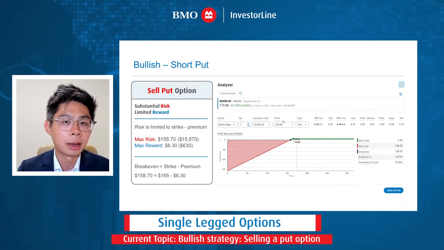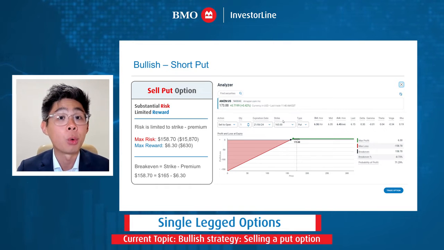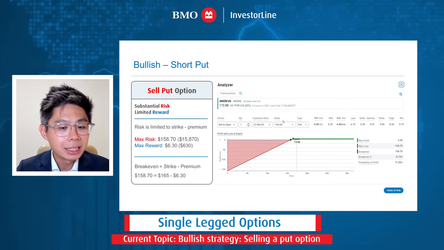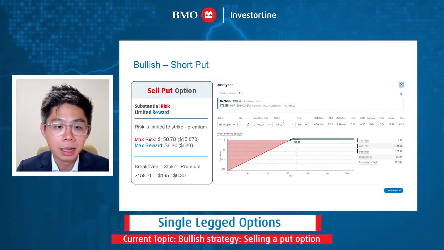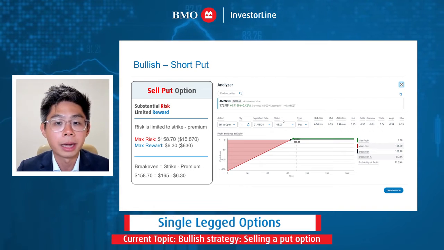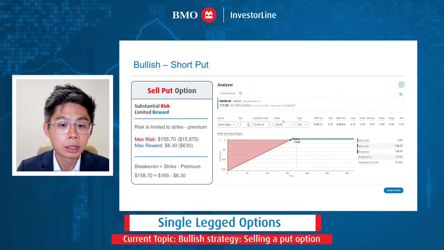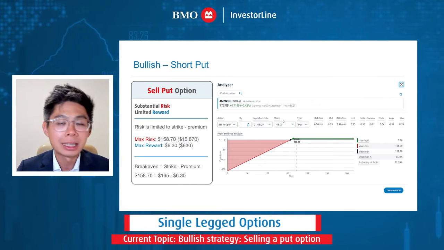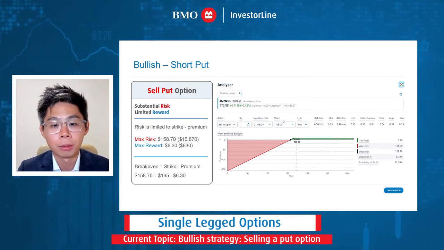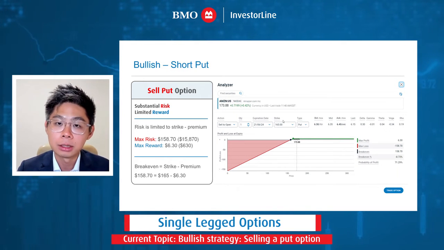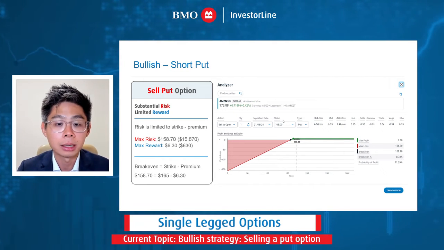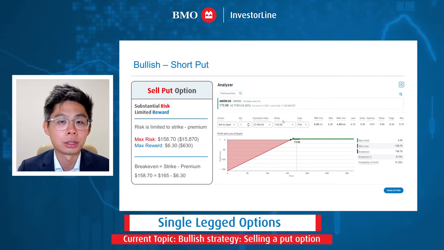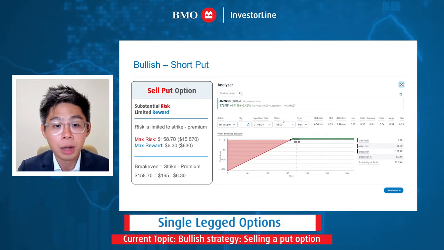In this particular example, Amazon's trading just around that $174 level, about $1 lower than the previous example. So let's say we look at selling a put option here. And in the example here, we're going out to the June expiration, and we're looking at selling the 165 puts. So a put option that's about $9 below the current price of the stock. And by selling this put option that's below the current price, I'm collecting $6.30 in credit. So $6.30 per share, or $630 per contract.